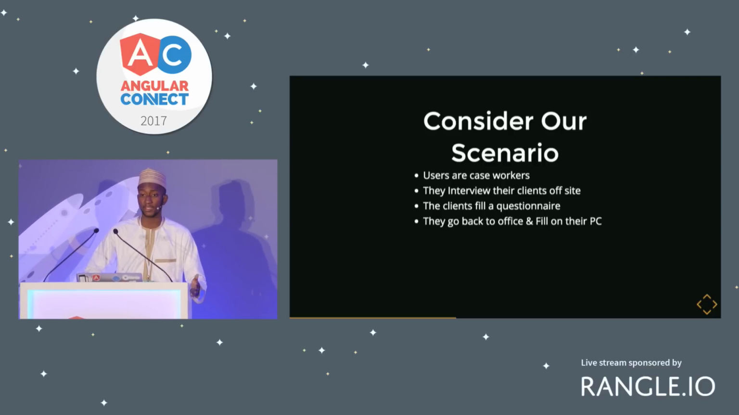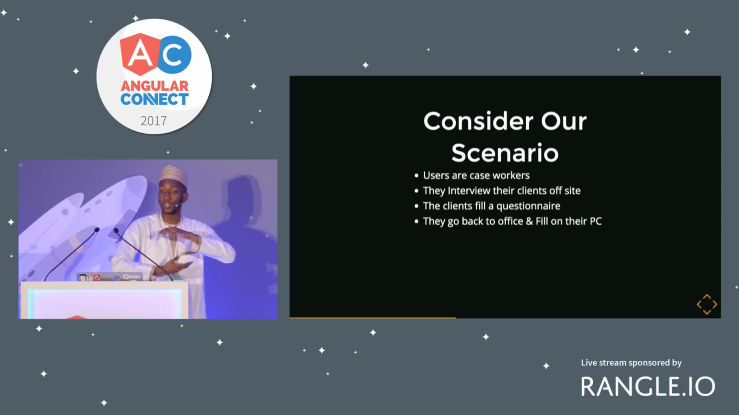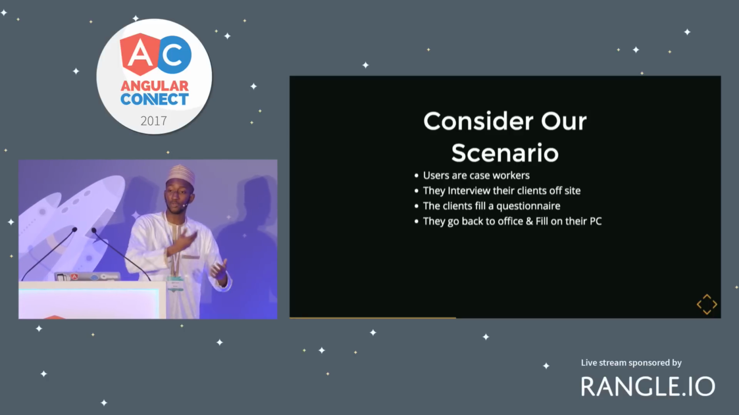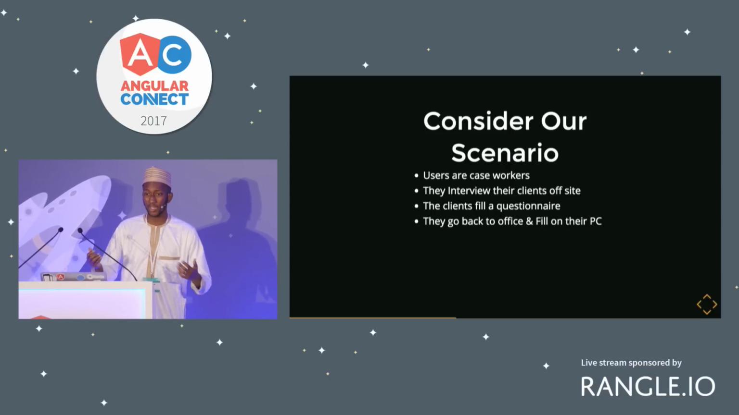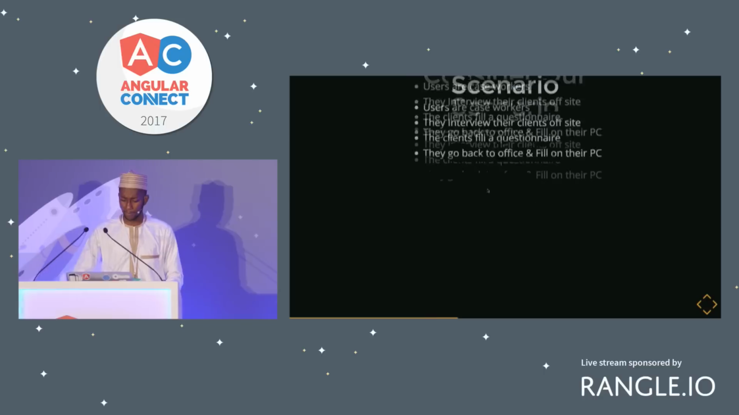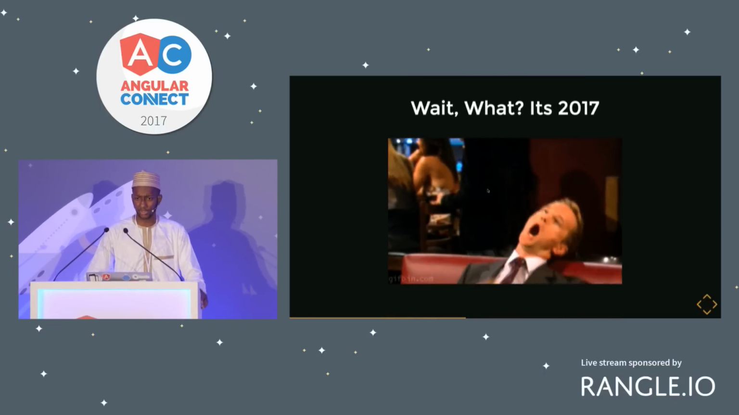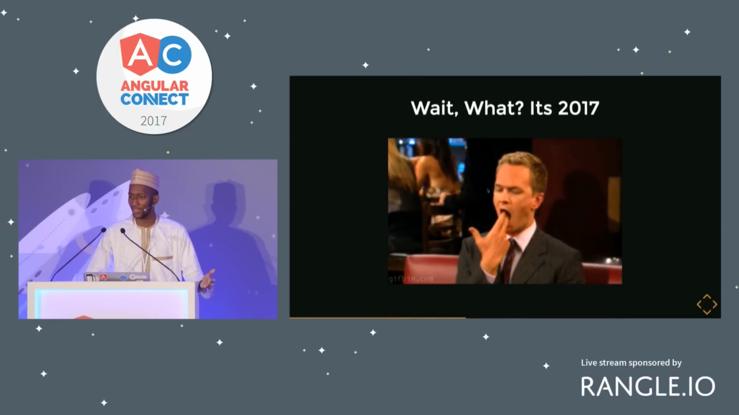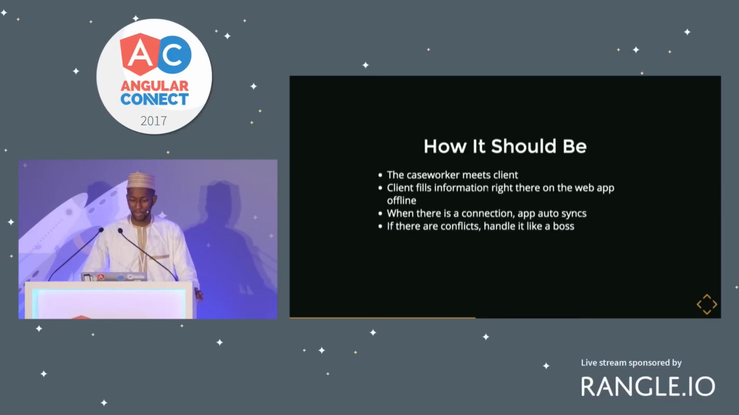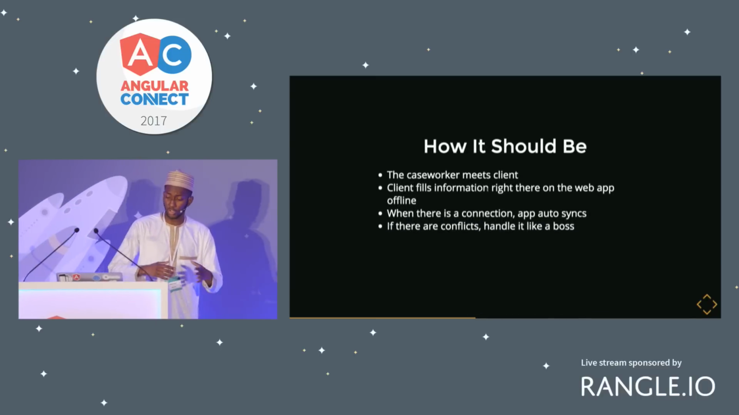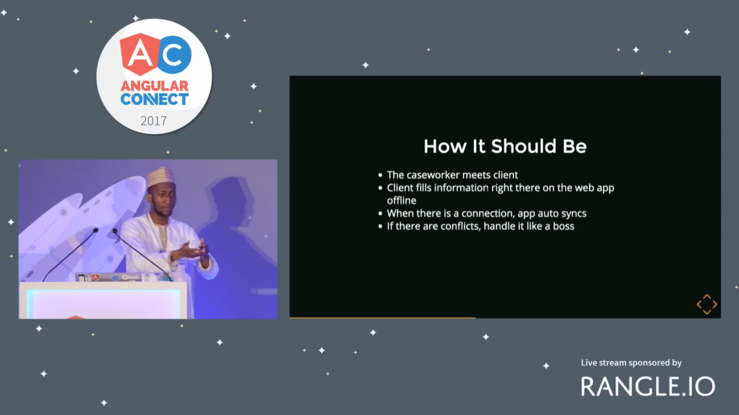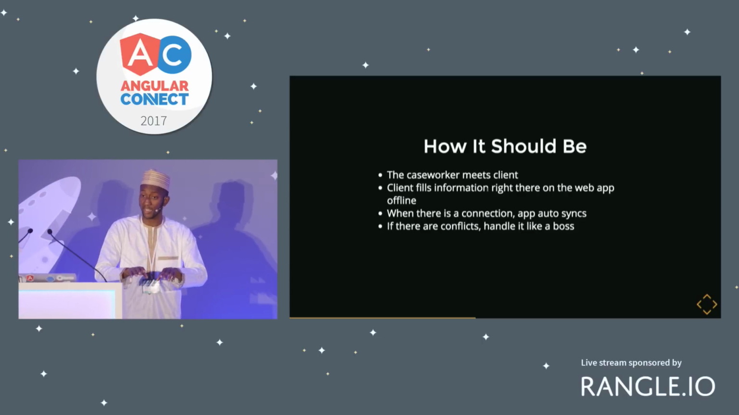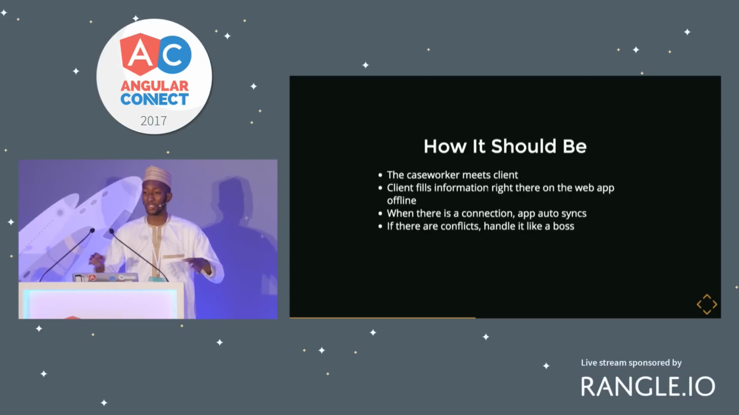Why do they do that? And they said the reason is because they can't take their machines. But even if they do take their machines, they need internet. And in a job center, you might not get the best network. So it doesn't really work for them. So we were like, it's crazy. In 2017, are you serious? So this is how it should be. They should be able to just meet these clients and just give them a tablet or computer, fill the information right there, and whether there's connection or not is not even a question.